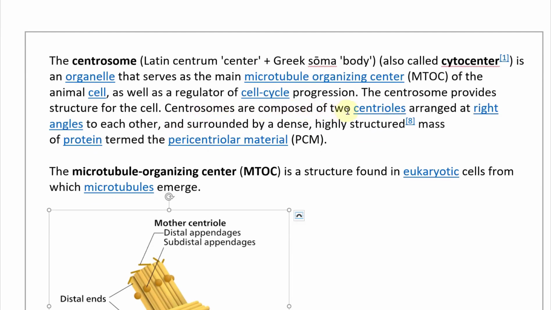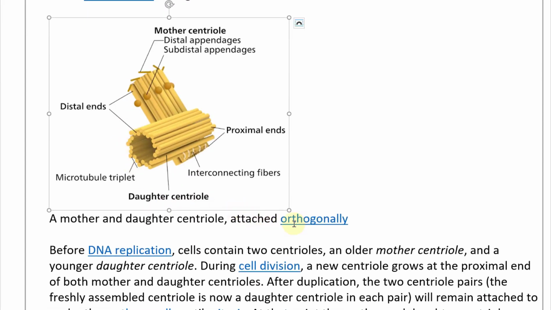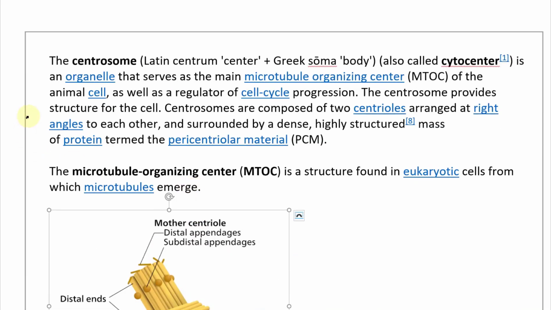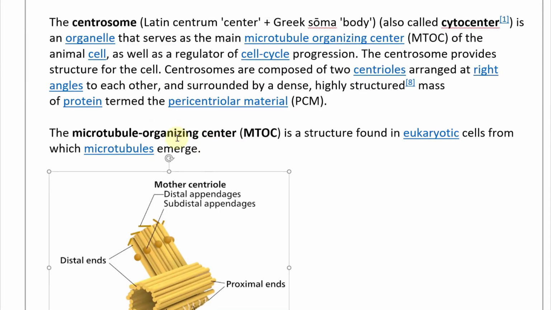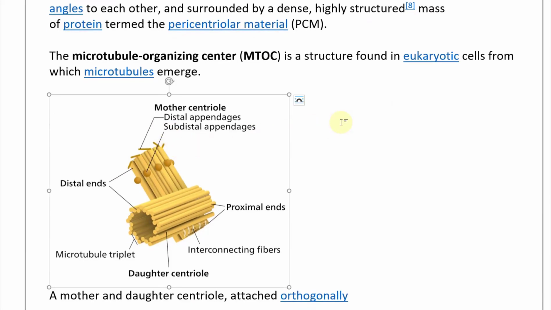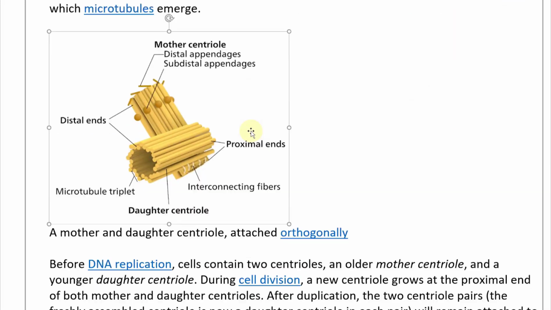Centrosomes are composed of two centrioles, the mother and daughter, arranged at right angles to each other, or orthogonally, same thing as 90 degrees or perpendicular to each other, and surrounded by a dense, highly structured mass of protein termed the paracentriolar material, the PCM. And this one right here, the microtubule organizing center, is a structure. So MTOC is a structure found in eukaryotic cells from which microtubules emerge. That's where they emerge from, that center location or structure.